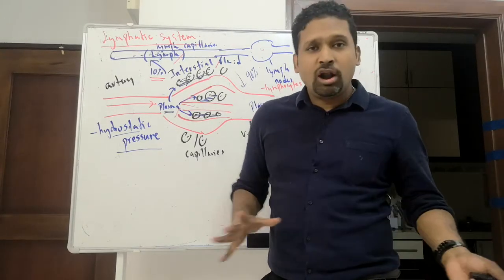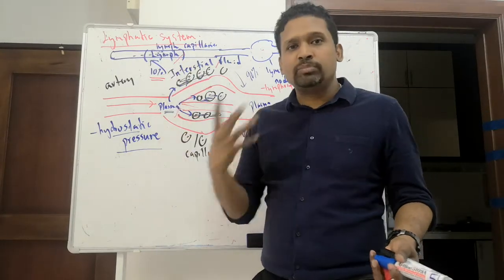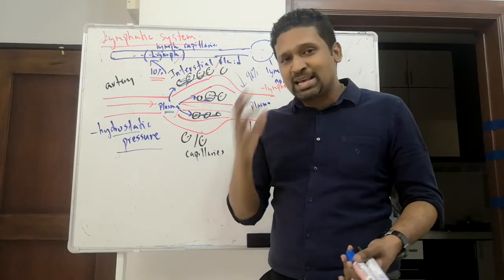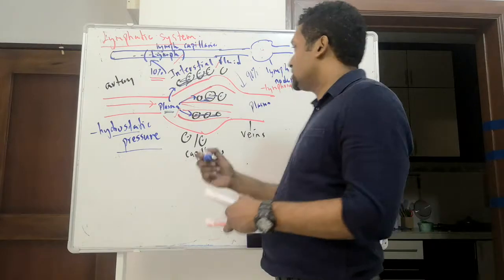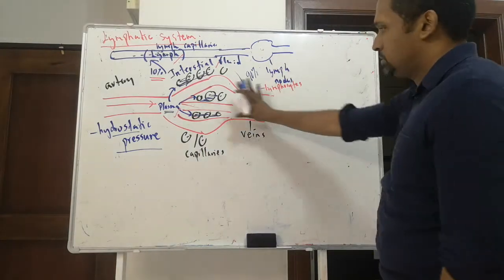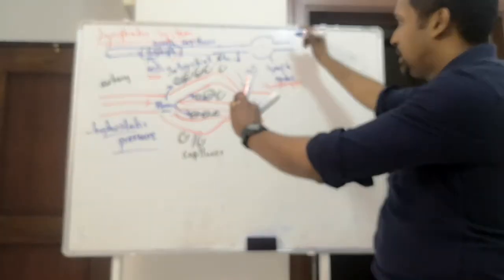Okay, and all this lymph fluid, where did it originate from? From the blood. So there must be a way for it to go back to the blood. How does it go back to the blood? Let's follow it, guys. This is how the blood vessels are.